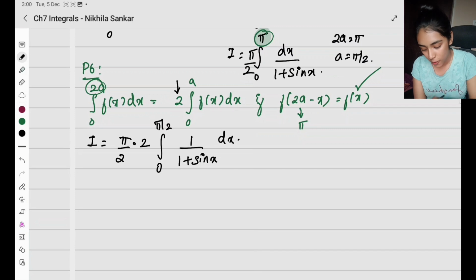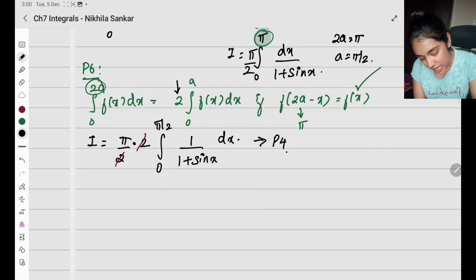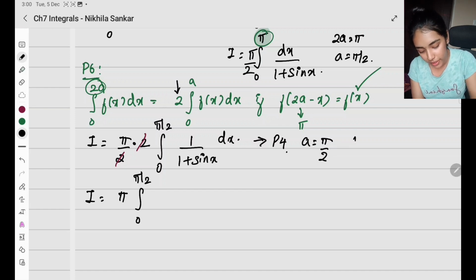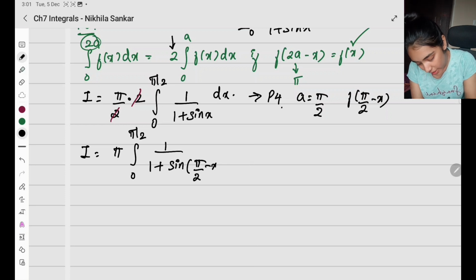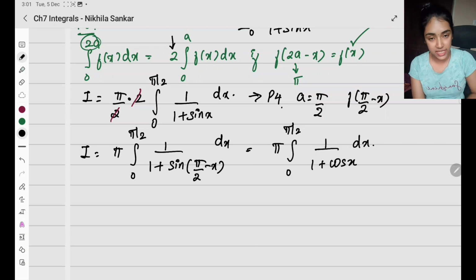Okay, so now the 2 and the 2 get cancelled and I can again use property number 4 here. So when I use property number 4 for this, I will have I equals pi times integral 0 to pi by 2. Now my value of a is going to be pi by 2 and I am going to do f of pi by 2 minus x. Only then will the complementary change. So I can do 1 divided by 1 plus sine of pi by 2 minus x times dx. And this becomes pi times 0 to pi by 2, 1 divided by 1 plus cos x times dx.